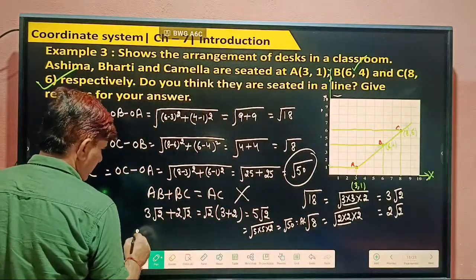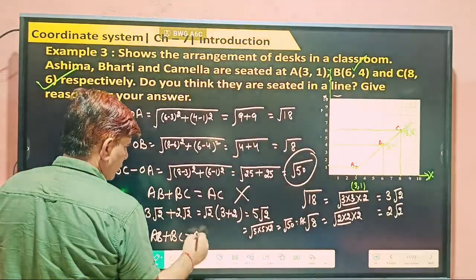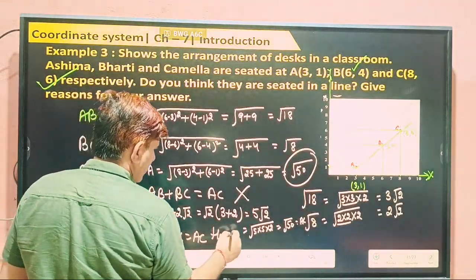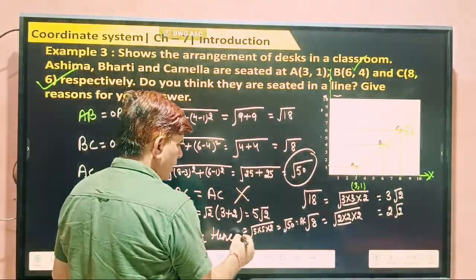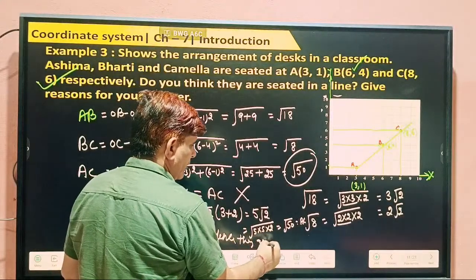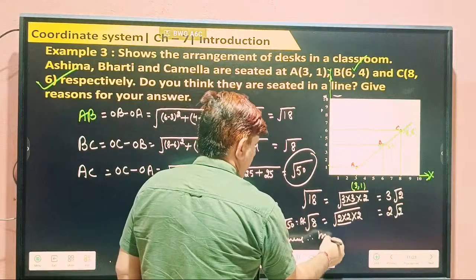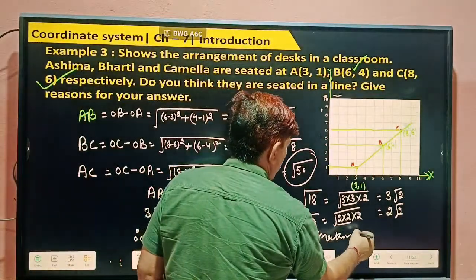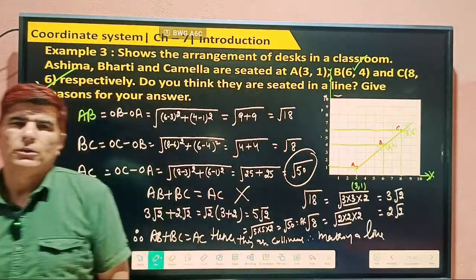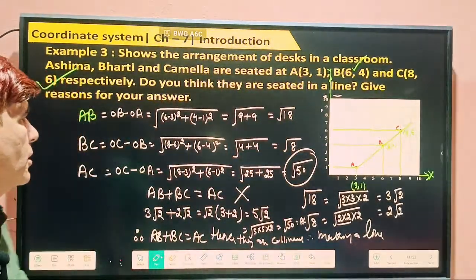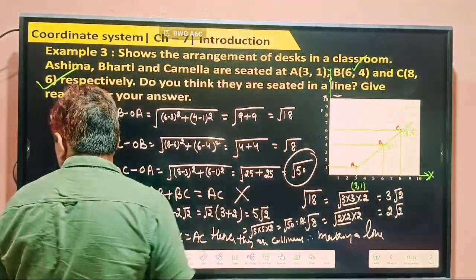Therefore, AB plus BC equals AC. Hence, what? They are collinear. Therefore, these 3 points make a line. So in this way, these are such easy portions of math, you are easily able to get full marks.